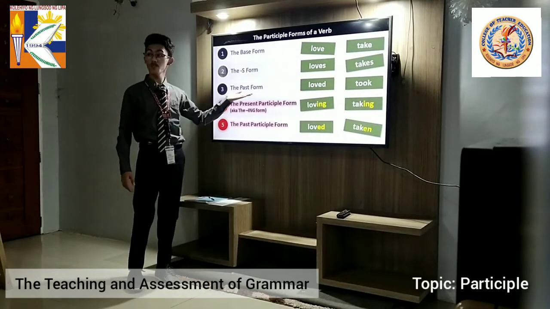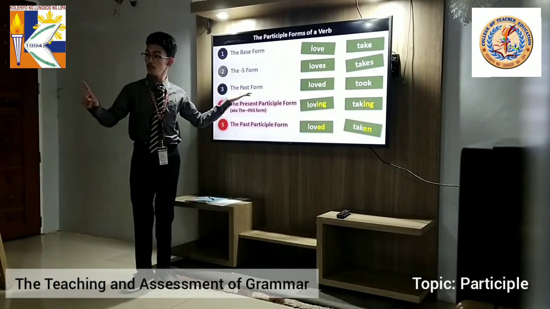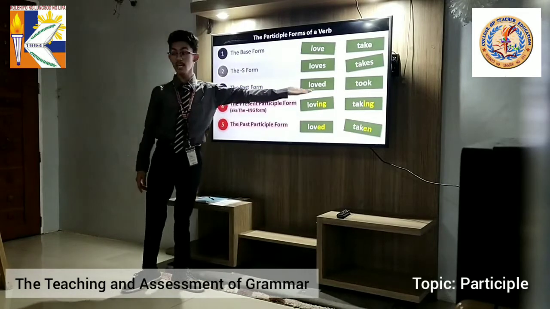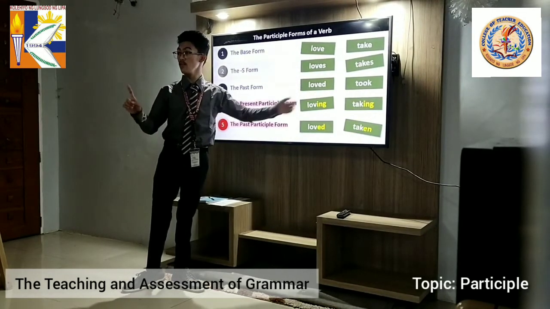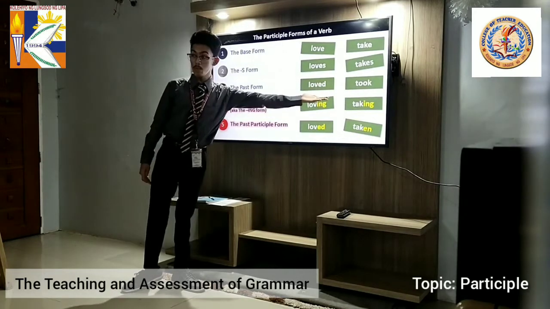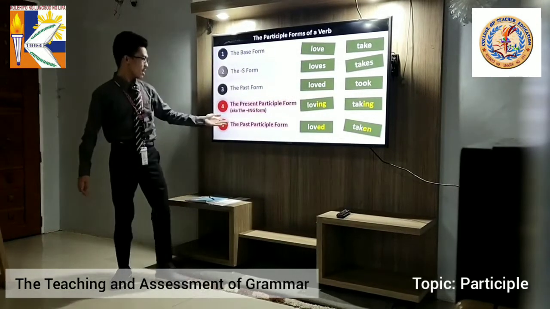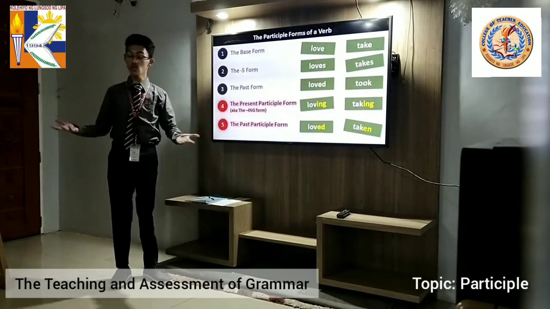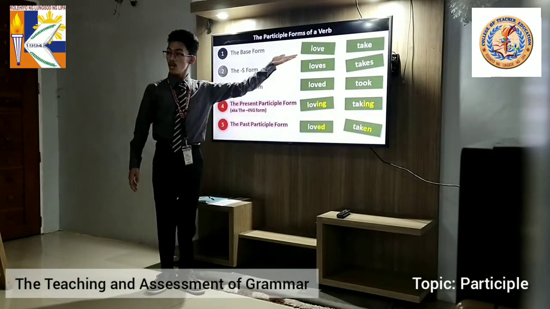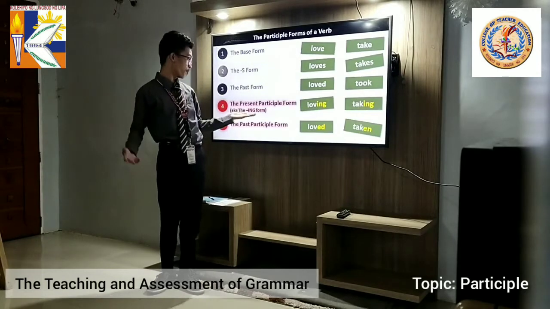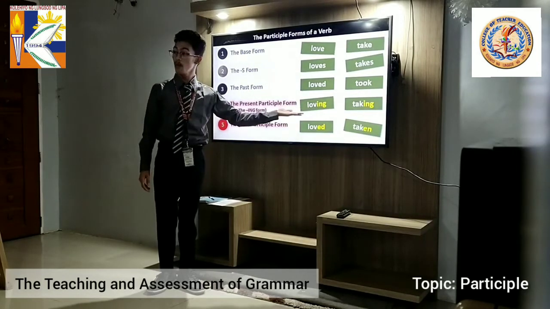And then the past form, if it is a regular verb, you just have to add the letter D or ED to the word. We have here love. And if it's an irregular verb, it will be from take to took. And then the present participle is also called the ing form of the verb. We have here from the word love, loving. If you transform it into present participle, it will be loving and taking.